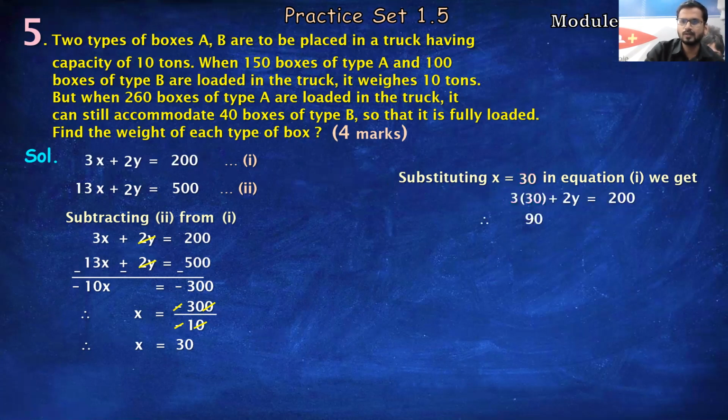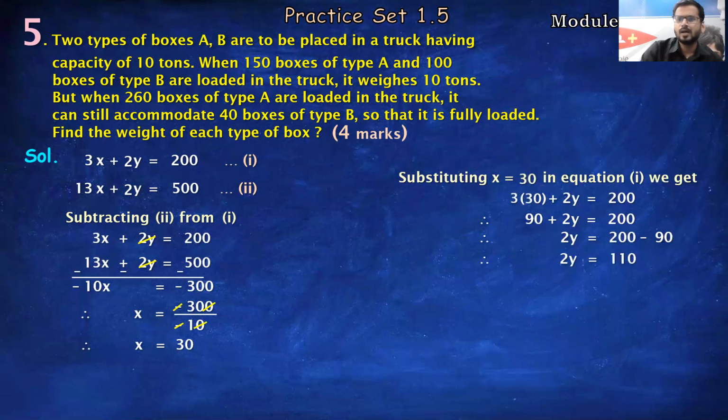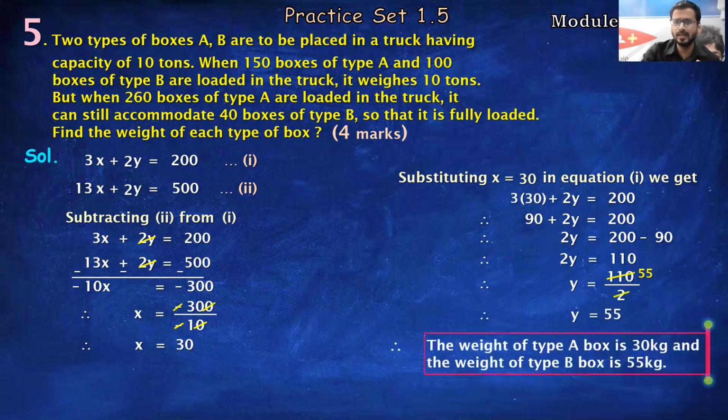3 into 30 plus 2y. 3 into 30 is 90. Okay, 90 when you shift from left hand side to right hand side, it will get subtracted. So 200 minus 90 is nothing but 110. Now I just want the value of y, so I'll shift 2 from left hand side to right hand side. It will get divided. 110 divided by 2 is nothing but 55. So y is equal to 55 and x is equal to 30.